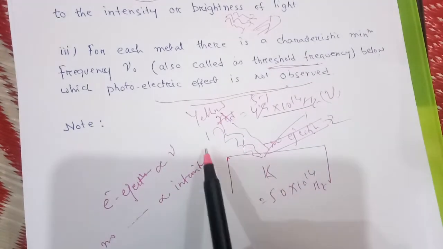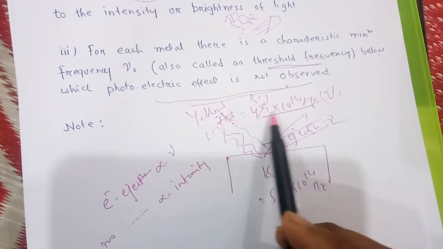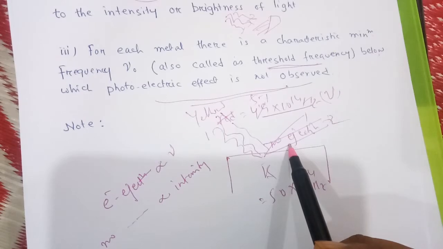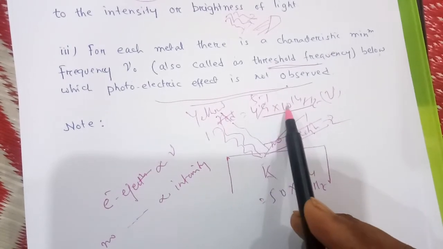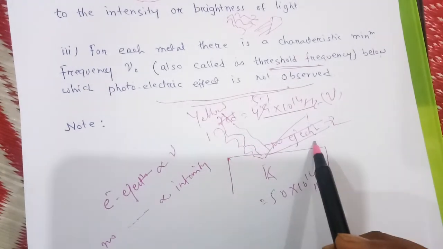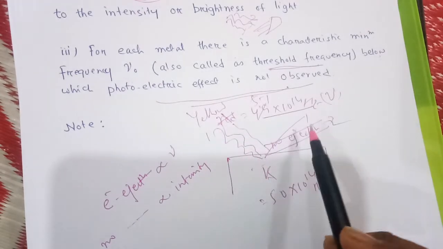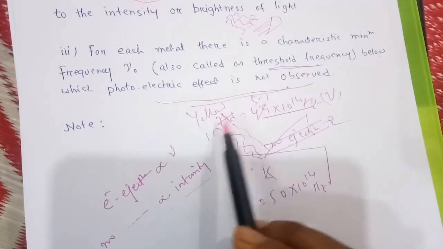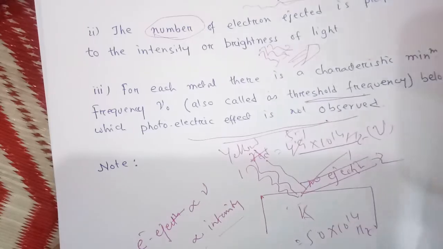How is that possible? Now, if I use one yellow light with 5.1 into 10 to the power 14 Hertz, the electron ejection will start. So that depends on the frequency of yellow light. Now, instead of one, if you add two, then two electrons come. So the number of yellow lights gives the number of electrons; that is your intensity. But whether the electron comes out depends on the frequency. So remember these points.